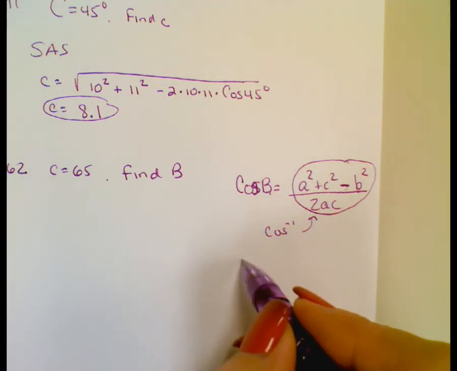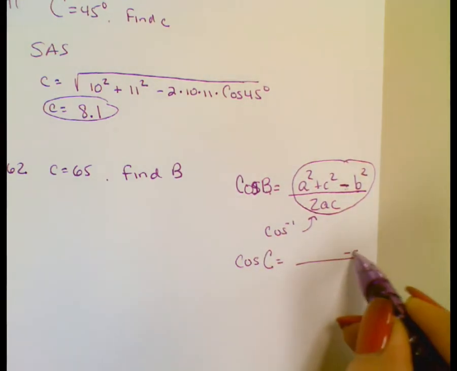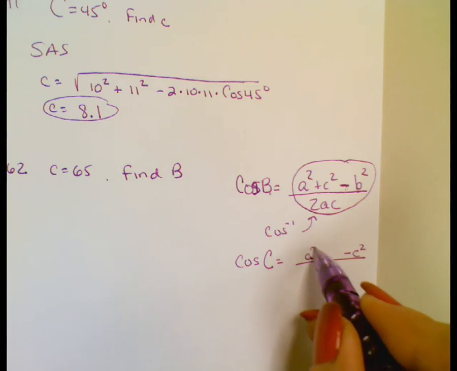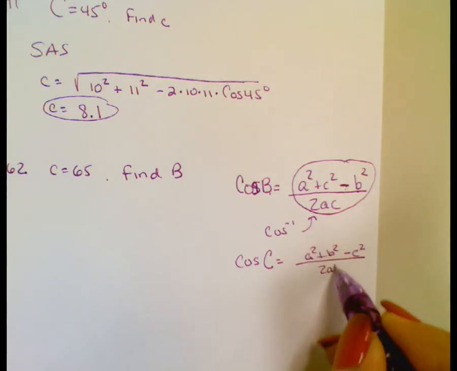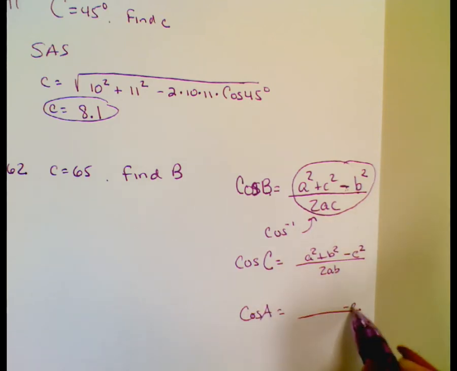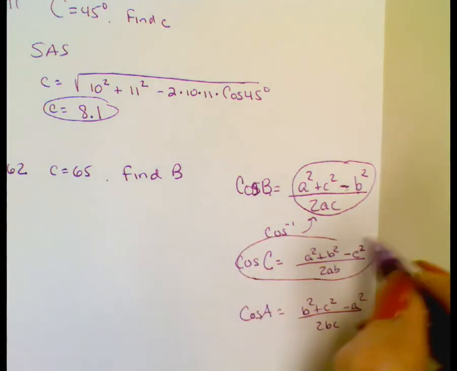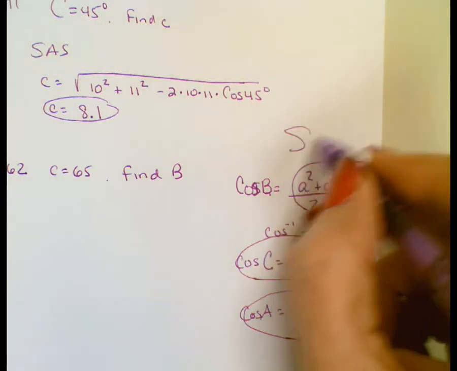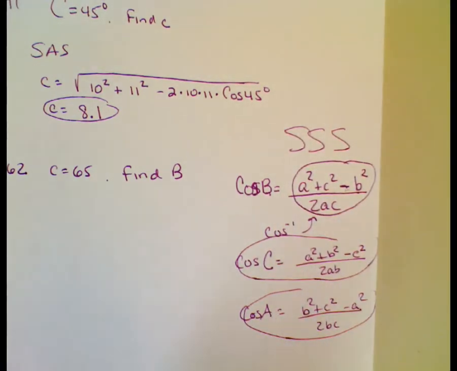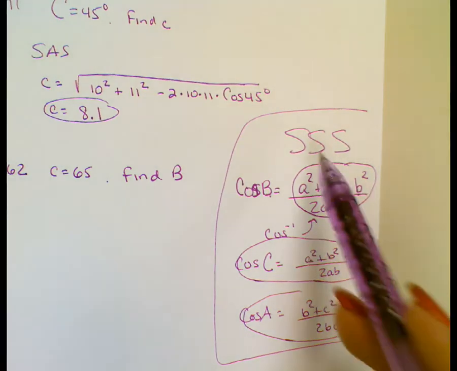Okay? If you're trying to find angle C, you would subtract little c. And then this would be a squared and b squared. And this would be 2ab. And if you're trying to find angle A, you would subtract little a, b squared plus c squared, 2bc. These are the three derived formulas when you're given S, S, S. So these are three formulas that go along with the three that I gave you in the book yesterday. So make sure these are in your book somewhere.